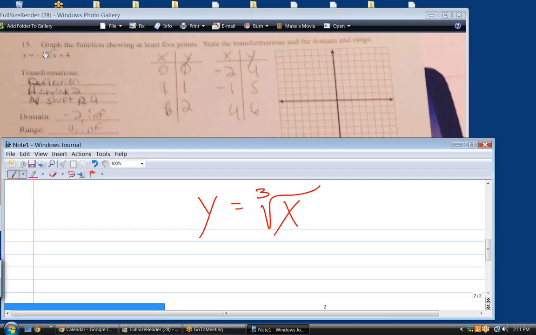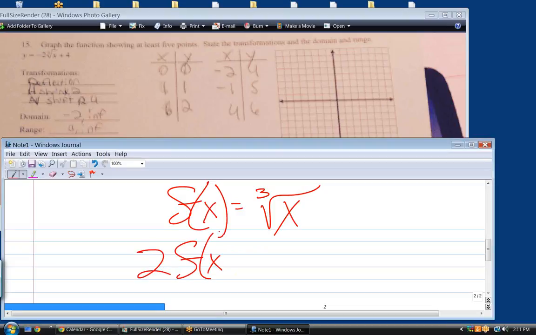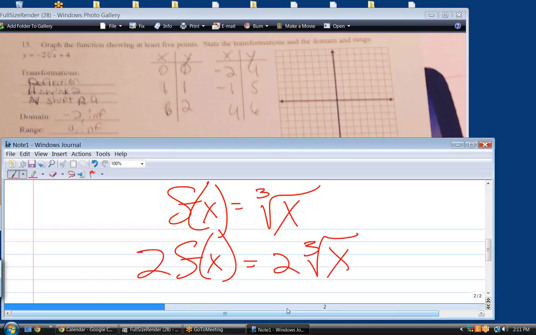What's the consequence of the 2? A horizontal shrink of 2. No. Remember, it's in front. In other words, let's talk about another way of expressing this. That 2 is in front, which means it's like this. When the 2 is in front of the function, like that, it's a vertical stretch.